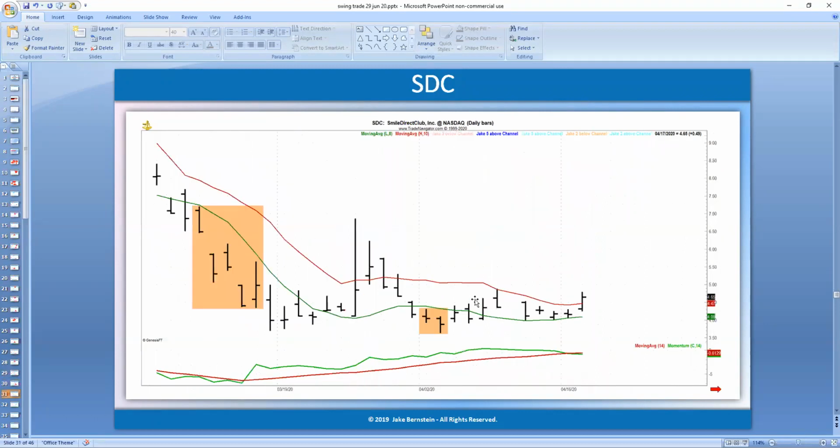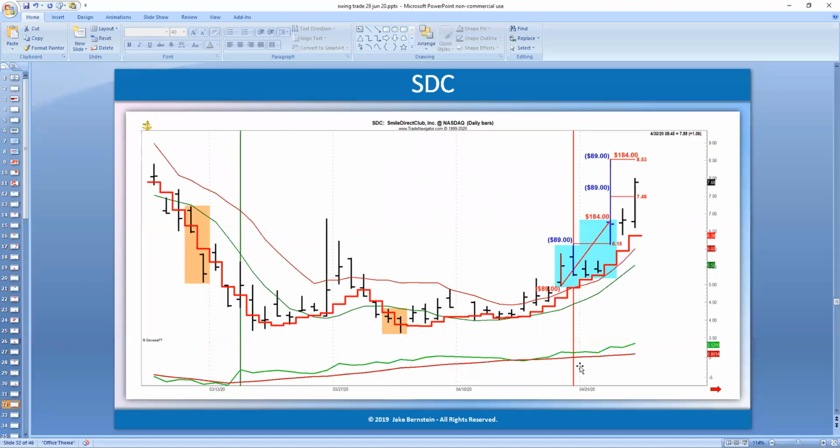Let's go on to the next one. Smile Direct Club. Here's a stock that I've traded a lot, but I want you to check something out. Buy setup, right over here, and we're waiting and waiting and waiting, no trigger. Over here at the end of the chart, the buy setup went away because the green line crossed below the red line. So this one, even though it's on my watch list, it's not on my screen in terms of anything that I want to do.